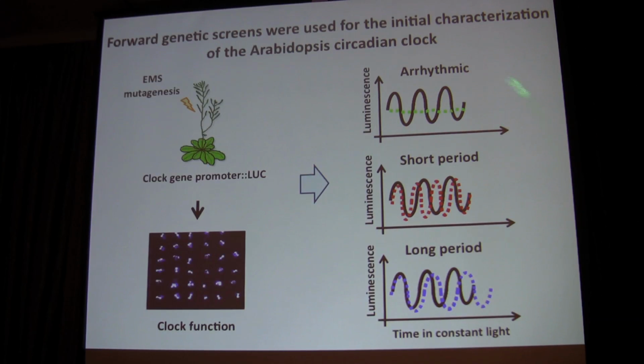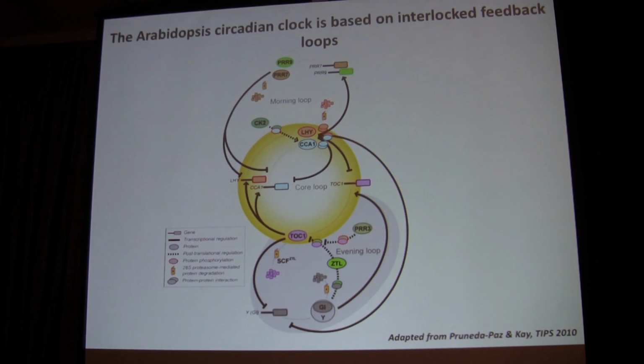Of course, the most obvious one is arrhythmic phenotypes, but they also found short period phenotypes or long period phenotypes. Okay? And then what they did was to map these mutations, identify the components that were mutated, and then try to start establishing the molecular links between the different components. And what they found is that they came up with the basic molecular architecture of the circadian clock in Arabidopsis.